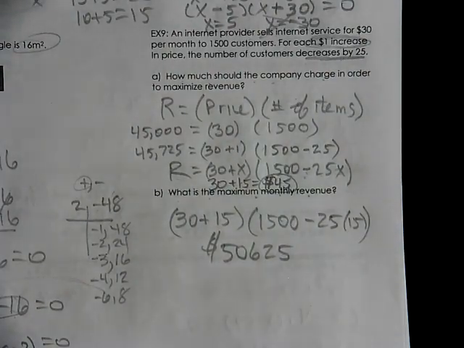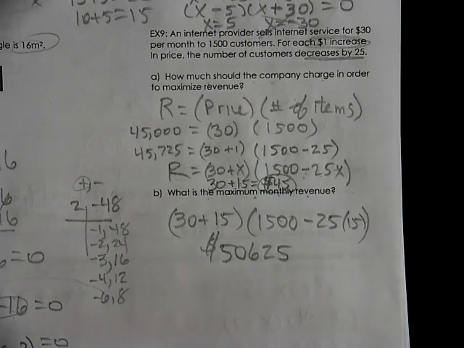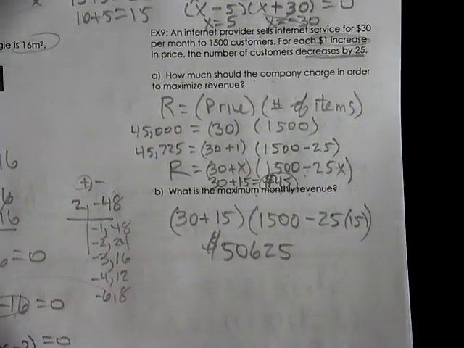Companies have to figure out how to maximize revenue. They all want to maximize. So there are calculations that they take into effect. There's probably a lot more variables than what we just talked about, but these are some of them.